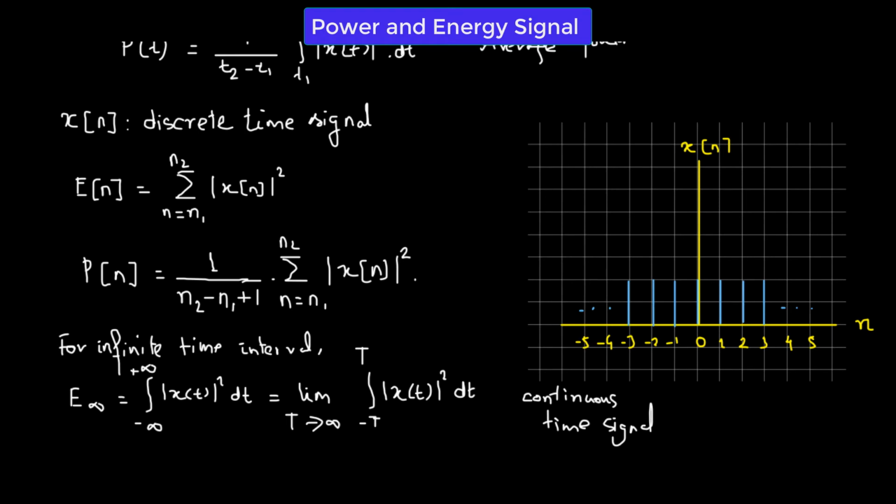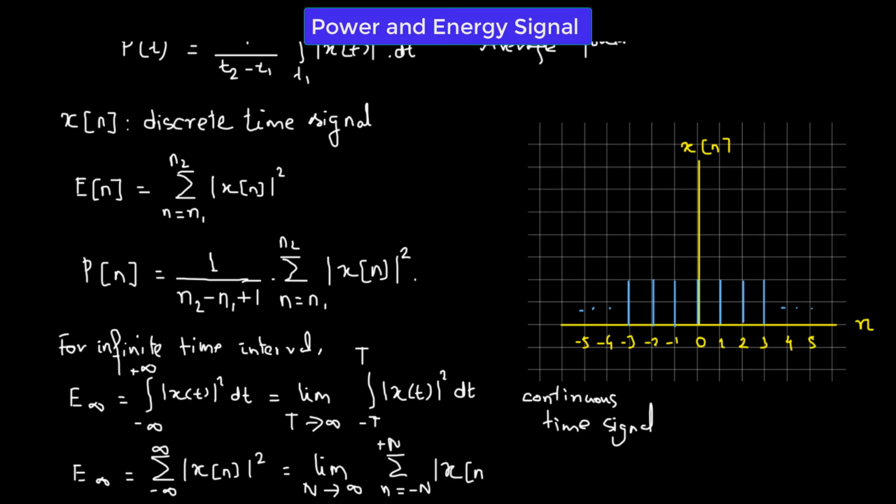And if we are considering the discrete time signal, then we have the summation from negative infinity to positive infinity of the signal x of n squared, or we can say the limit n going to infinity, the summation of small n going from negative n to positive n of the absolute value of the discrete time signal squared. So this is the case for the discrete time signal.